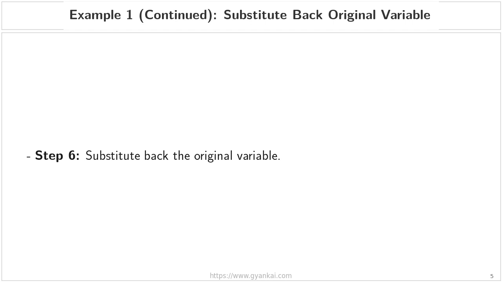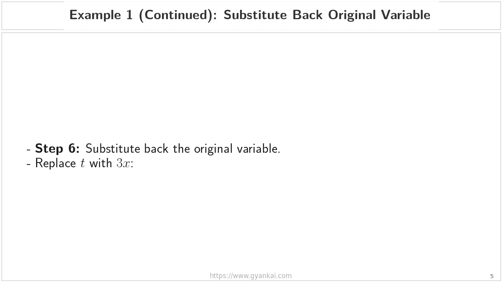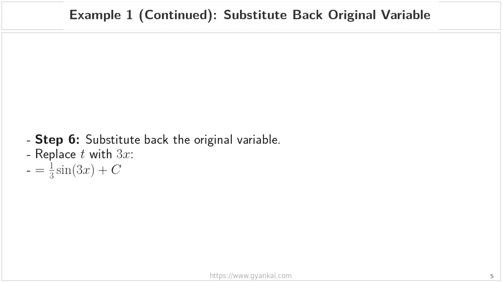This slide details step 6, substitute back the original variable. What this means is, we need to replace every instance of t in our current answer with what t originally was defined as. Remember back in step 2, we defined t as 3 times x, or 3x. So we take our integrated result, which is 1/3 sine of t plus the constant of integration c, and we substitute. Everywhere we see t, we replace it with 3x. This gives us 1/3 sine of 3x plus c, and that, my friend, is our final answer.